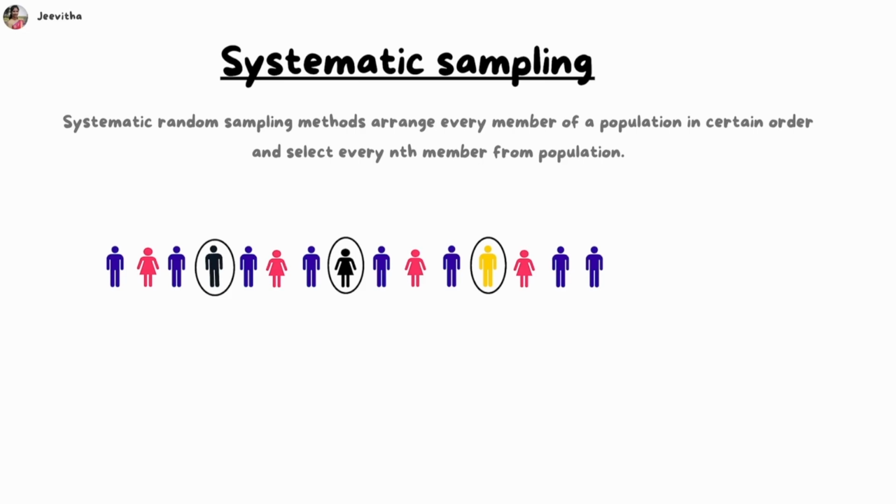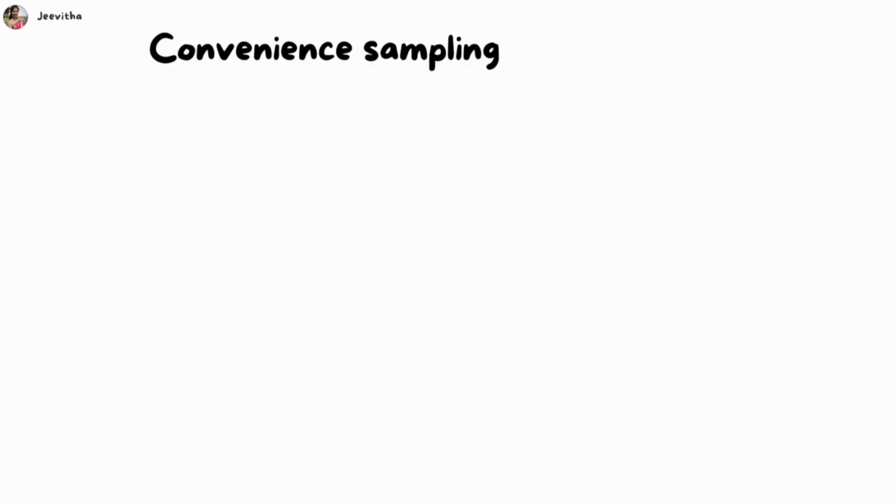Like whoever visits a mall, he picks every fourth person who enters the mall and asks them to give feedback. So like this, we follow systematic sampling. It just follows an order. If you are picking every third person, every third. If you are picking every 10th person, every 10th. It just follows the cycle. That is systematic sampling. The next type is convenience sampling.